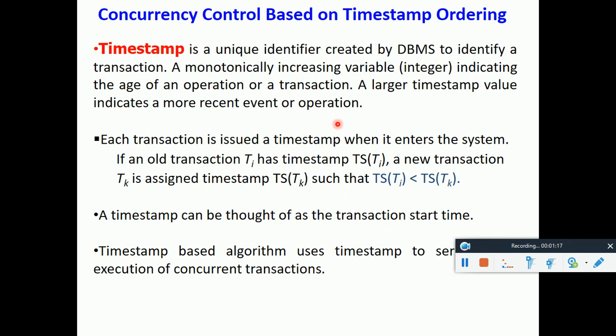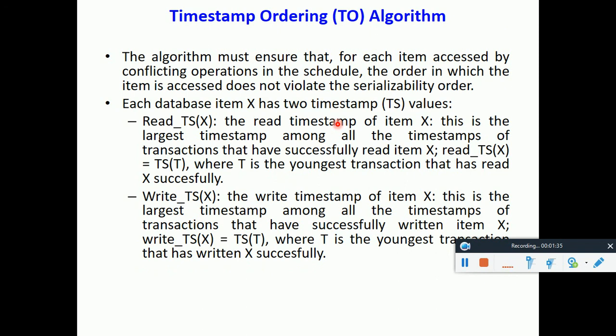The same concept is applicable to the timestamps of transactions. If a transaction has a smaller timestamp value, it means it is older, while a transaction which has a larger timestamp value is a younger one. So that is the concept of timestamp, and it is an important one. Now we will move forward and look at the basic timestamp ordering algorithm.